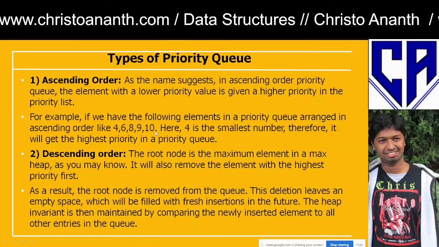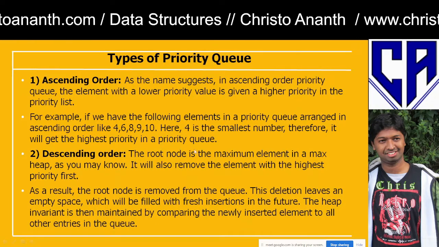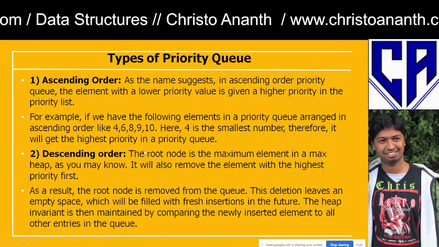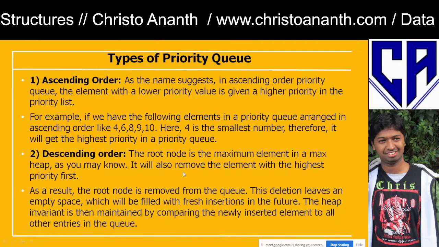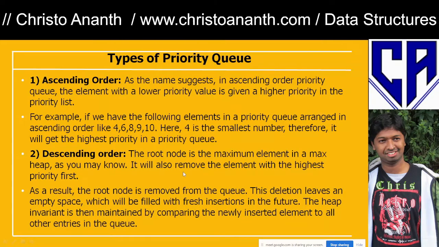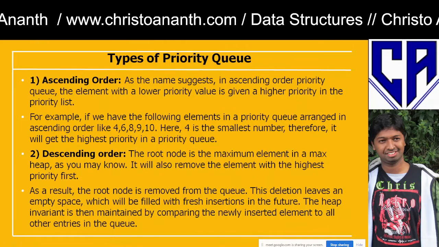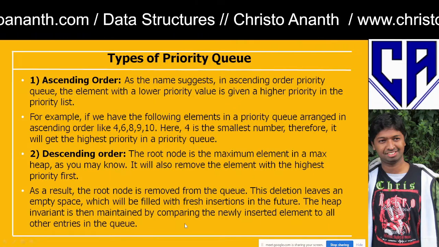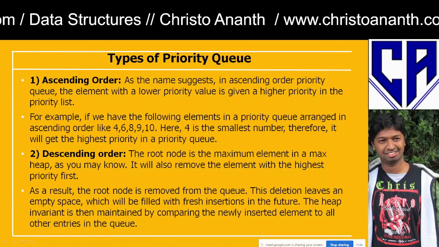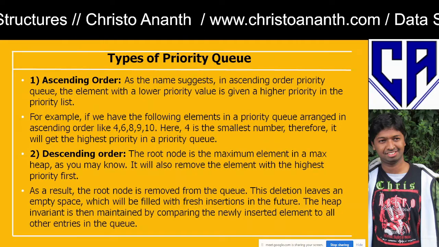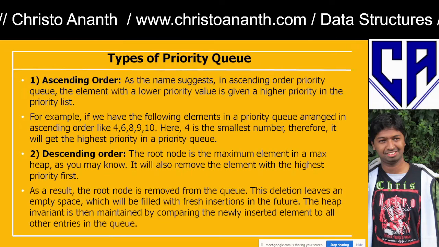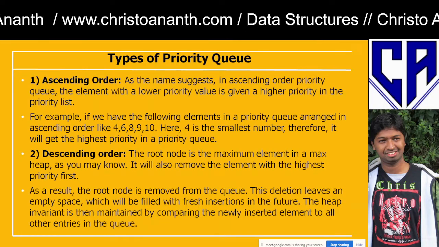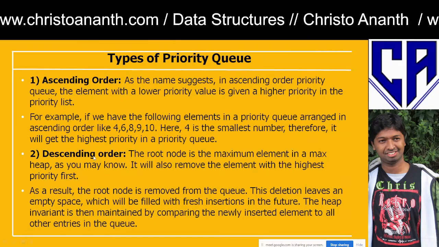And then in descending order, the root node, which is the maximum element in a max heap, will remove the element which has the highest priority. So the root node is actually removed from the queue, and this deletion leaves an empty space which will be filled by the fresher insertions in the future. This heap invariant is maintained by comparing the newly inserted element to all other entries in the queue.